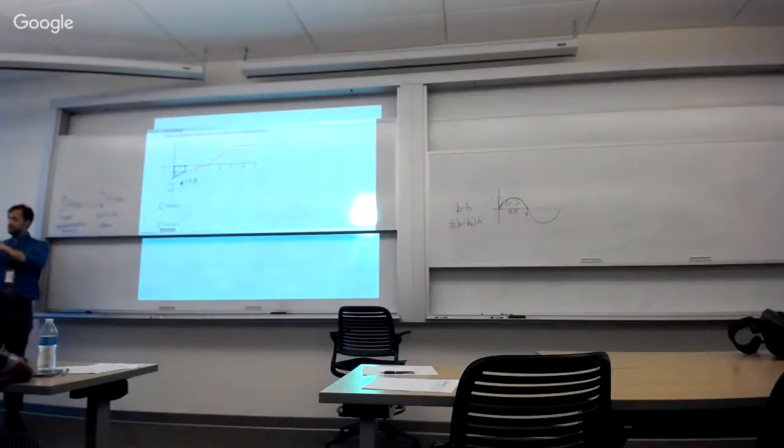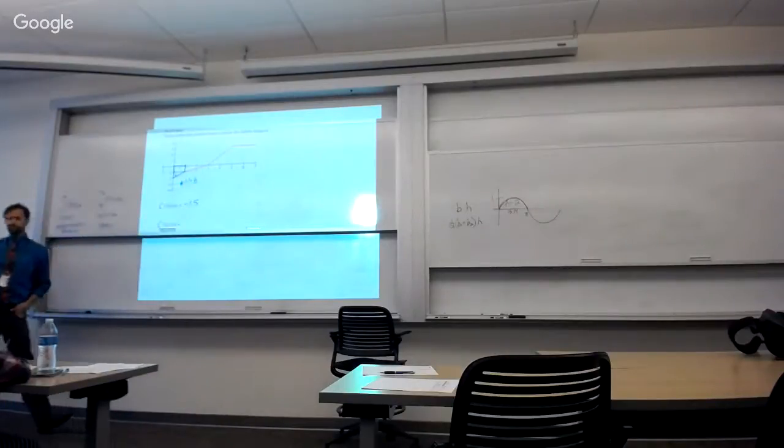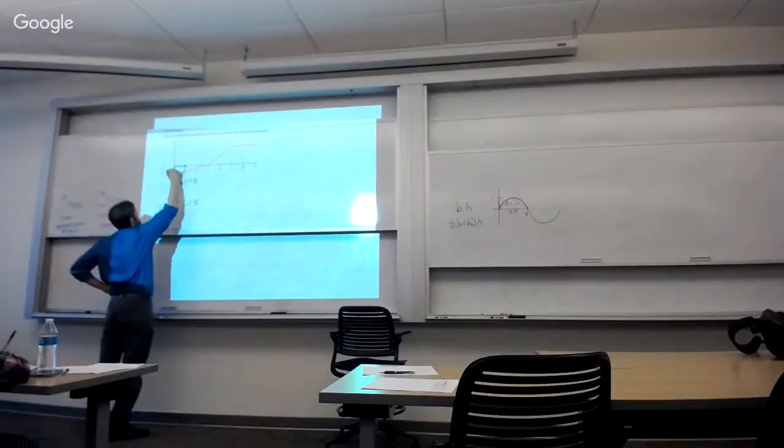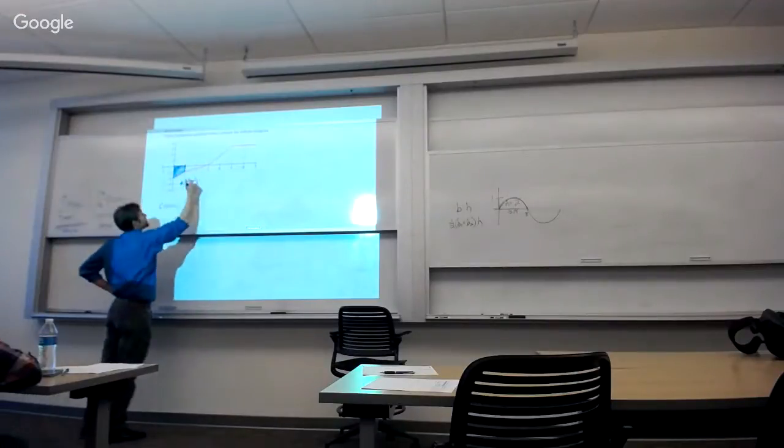1.5. The area is... it's not 1.5. Negative. Negative 1.5. Very good. So that answer is negative 1.5. Very good. And what we just found is that that area right there is 1.5.